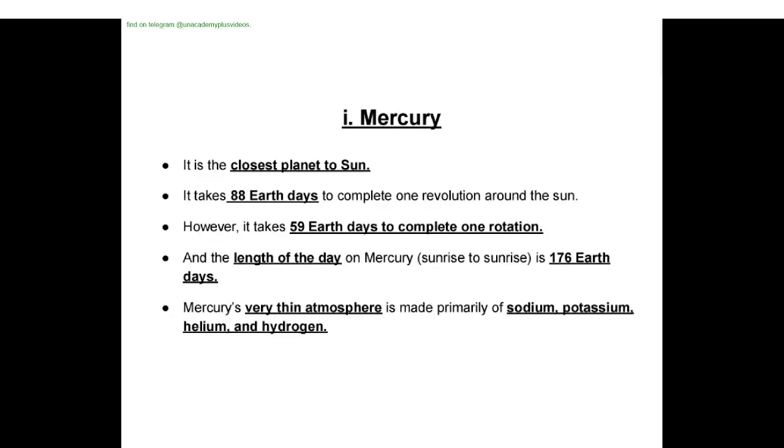Mercury. It is the closest planet to the Sun. It takes 88 Earth days to complete one revolution around the Sun. However, it takes 59 Earth days to complete one rotation. And the length of the day on Mercury, sunrise to sunrise, is 176 Earth days. Mercury's very thin atmosphere is made primarily of sodium, potassium, helium, and hydrogen.